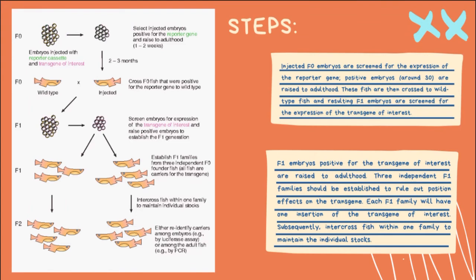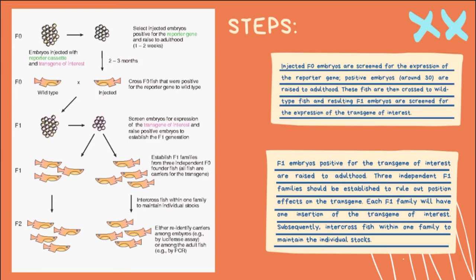As you can see in this slide, this is an overview of the procedure and crossing scheme of the fish. The selected embryos are injected, then screened, and the positive embryos are raised to adulthood. Then, the fish will be crossbred with the wild type. This will result in Generation 1 embryos. The Generation 1 embryos will be screened for the expression of the transgene of interest. The first generation embryos that are positive for the transgene of interest will then be raised into adulthood.